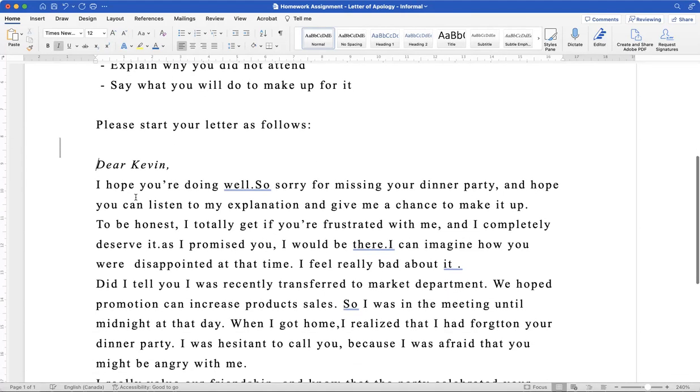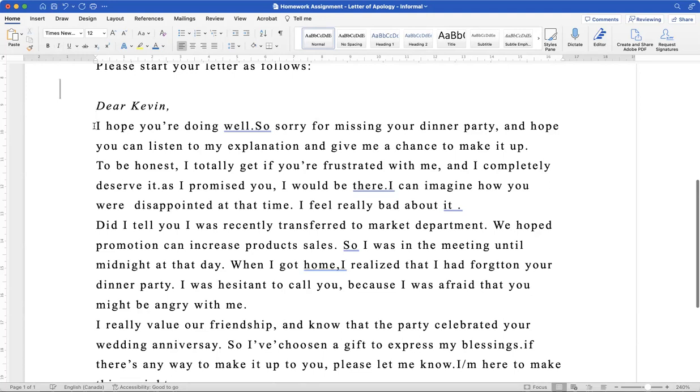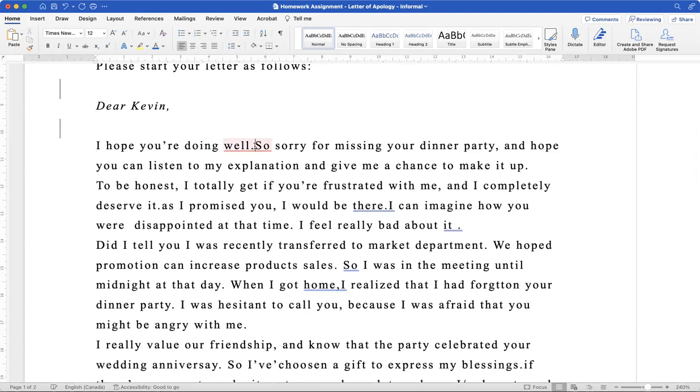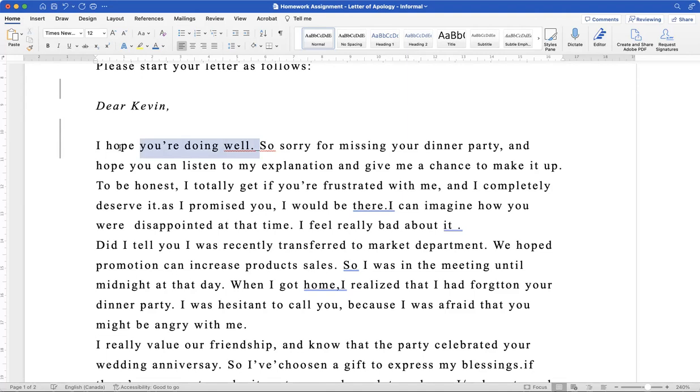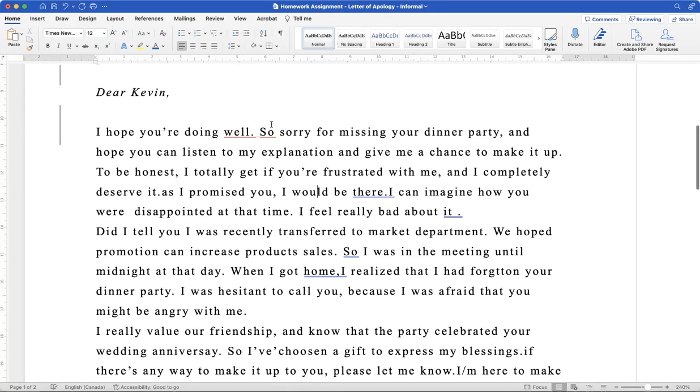Okay. So, Dear Kevin, I hope you are doing well. A good start because this expression is good for informal letters. And also you are using contractions. That is really good for informal letters. You should use contractions. In this way, you show the examiner that you know the rules. You know that you are writing an informal letter. That's really great. Good job.